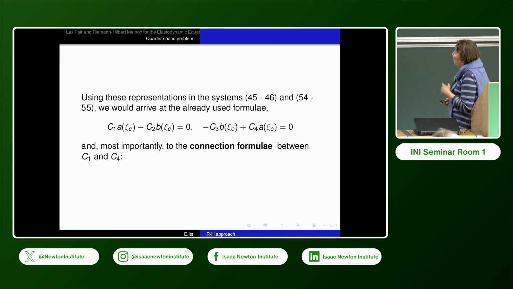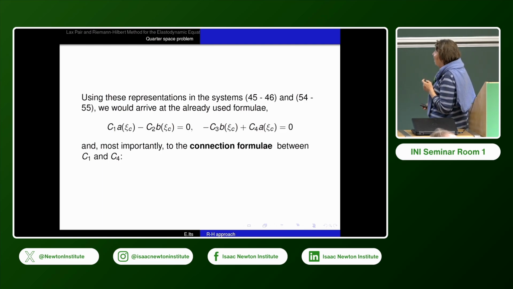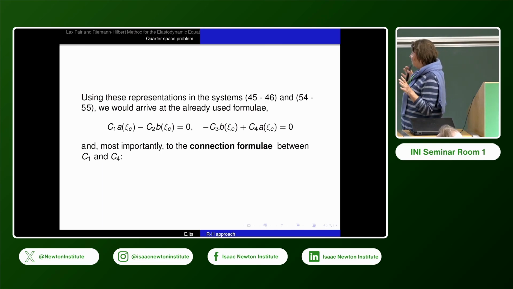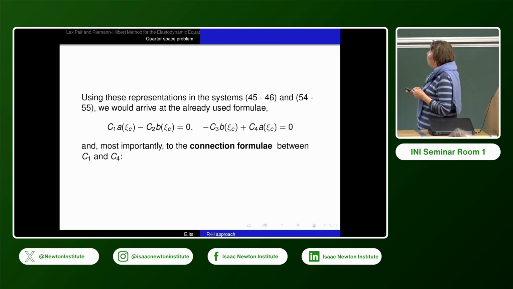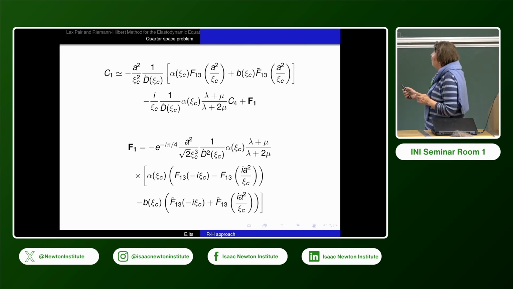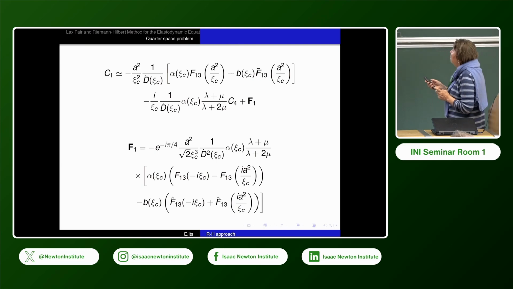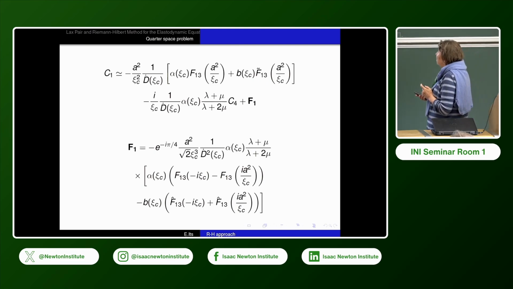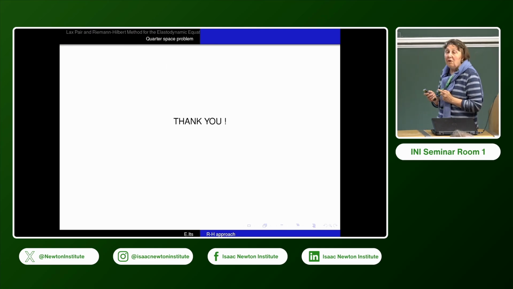And the most important, we finally obtain the connection formula between the C2 and C4 solutions, which are responsible for forming the Rayleigh wave along one side of the corner and the other side of the corner. And these formulas are presented here on this slide. Thank you.